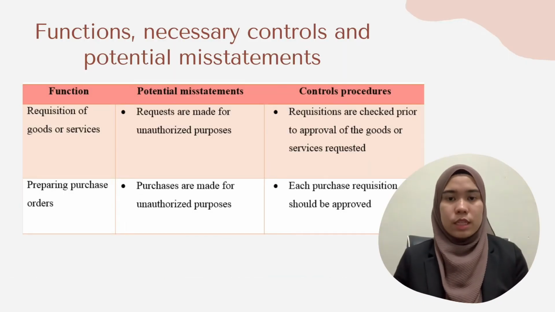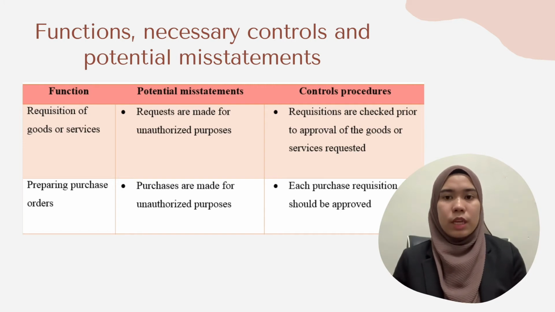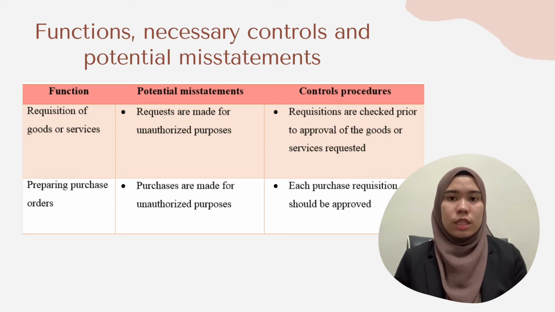As you can see here, this is the function, potential misstatement, and control procedure. The first function is requisition of goods and services. The potential misstatement is that requests are made for unauthorized purposes, and the control procedure is that requisitions are checked prior to approval of the goods or services requested. The next function is preparing purchase orders. The potential misstatement is that purchases are made for unauthorized purposes. The control procedure is that each purchase requisition should be approved.